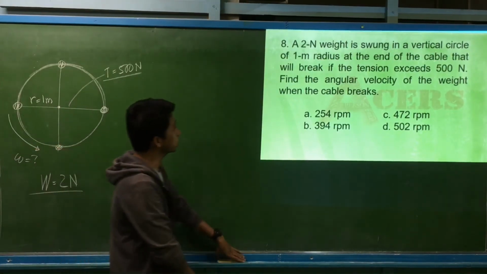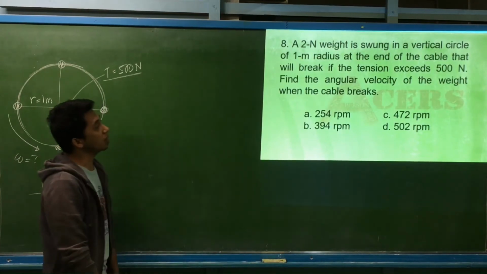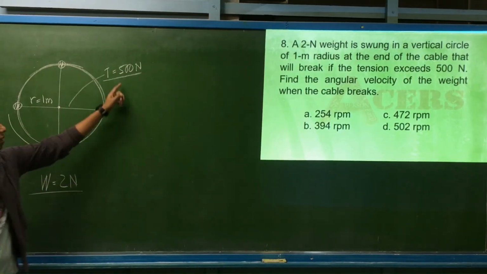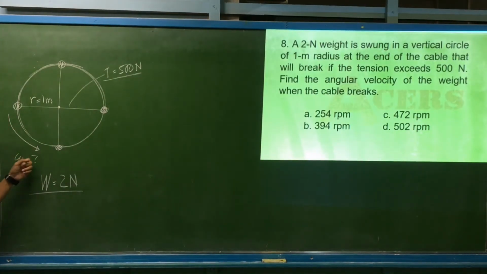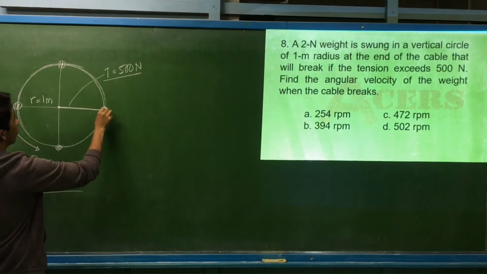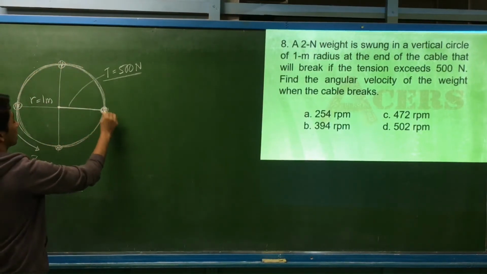And so this is our next example. A 2 Newton weight is swung in a vertical circle of radius 1 meter at the end of a cable that will break if the tension exceeds 500 newtons. Find the angular velocity of the weight when the cable breaks. So for example, we have this 2 Newton weight attached to a 1 meter cord or cable, then swung on a vertical circle.